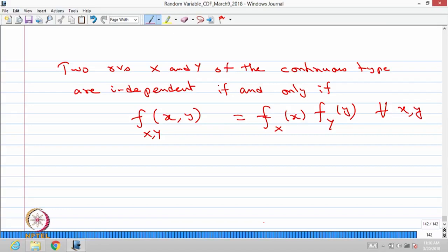So if this condition is satisfied, then the two random variables of the continuous type are independent. If two random variables of the continuous type are independent, then this condition will be satisfied for all x, y. Therefore, the condition for independent random variables is at the level of the CDF, or, if they are discrete random variables, in the form of the probability mass function, and if the random variables are of the continuous type, in the probability density function form. So all three are if and only if conditions, not only one side, but both sides.